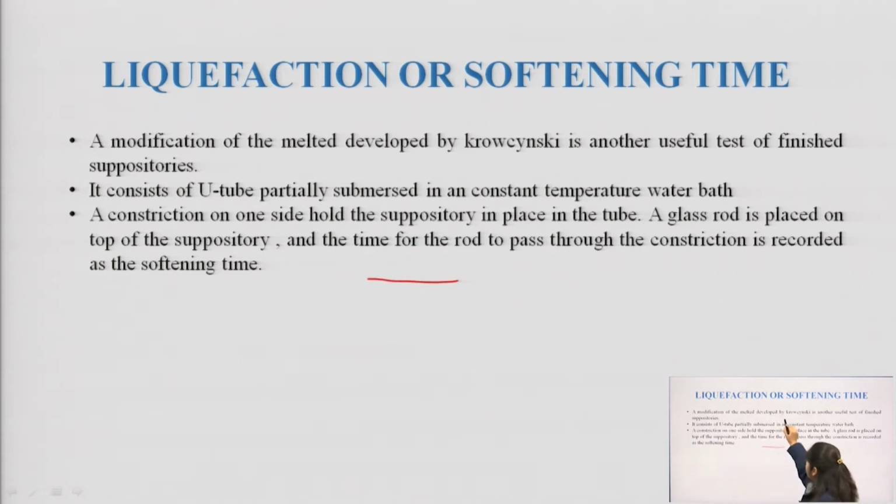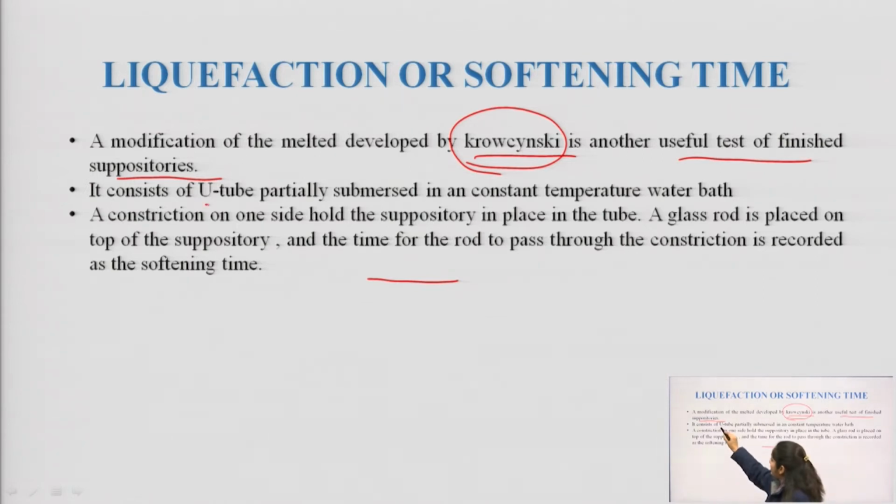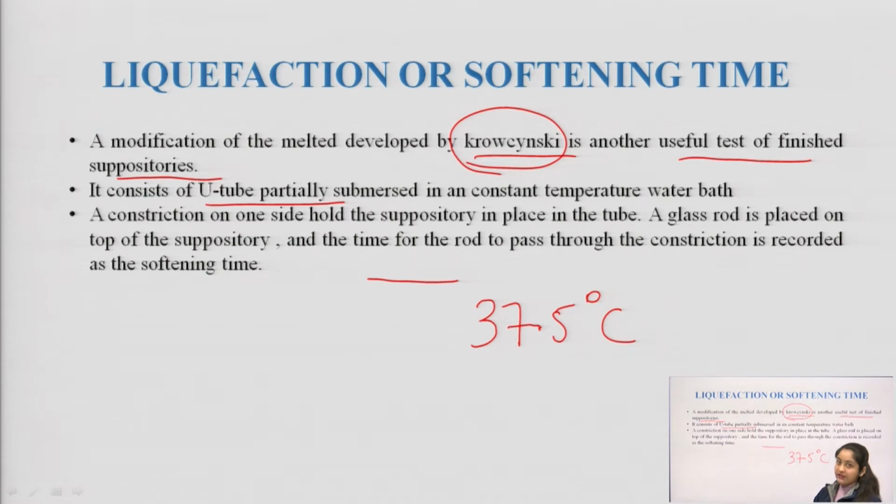A modification of the melting test was developed by the scientist Krowczynski, and it is definitely another useful test for evaluating suppositories. So, liquefaction or softening time is a slight modification of the test that we just saw in the previous slide. Here it consists of a U tube which is partially submerged in a water bath, and that water bath is maintained at a constant temperature, somewhere around 35 to 37.5 degrees Celsius. A constriction on one side holds the suppository in place in the tube.